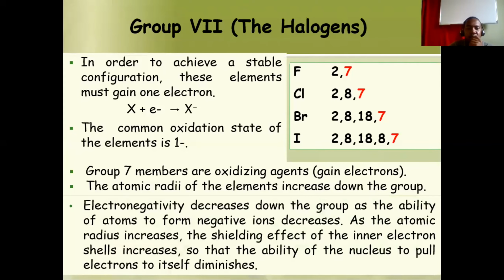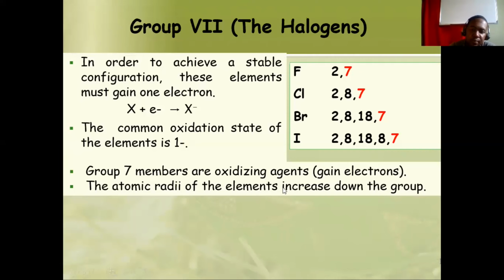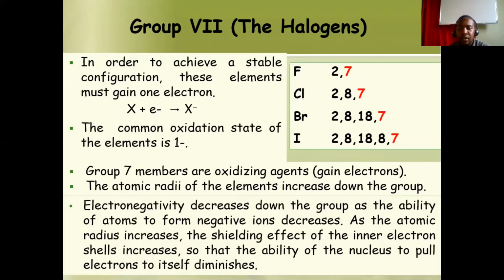All right, so let's go. What does electronegativity mean? It's the tendency of an element to gain an electron and become negative. So the tendency to gain an electron to become stable and become a negative ion, right? So we note here that in group 7 elements, the electronegativity decreases going down the group, as the ability of atoms to form negative ions decreases.